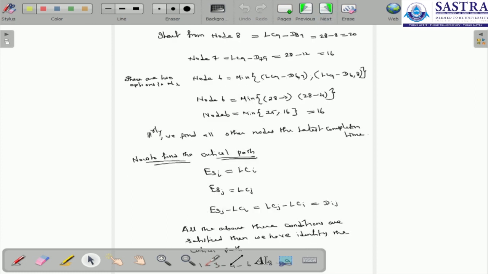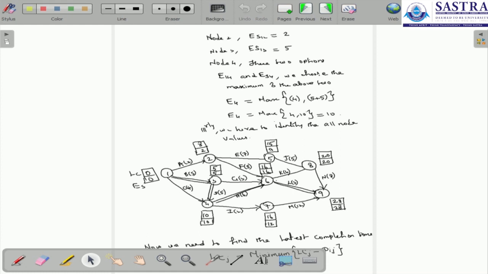So this is node 8. Node 7 is 16, and node 6 is 16, as we already discussed. And for node 7 to 9, the early start time is 12, and here it is 28. So there are three activities. From node 8, we have two early start times: 9 plus 5 and 16 plus 4. The maximum value is 20, so we choose 20.